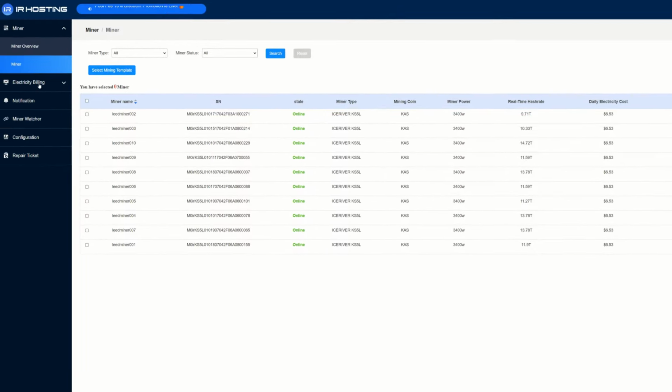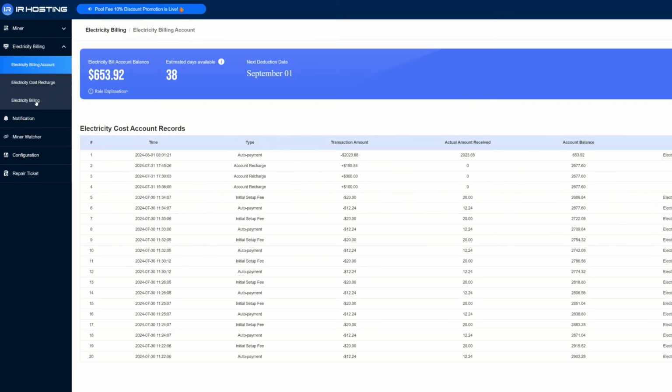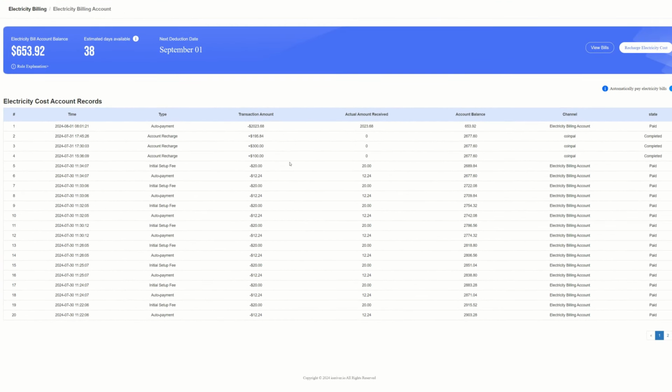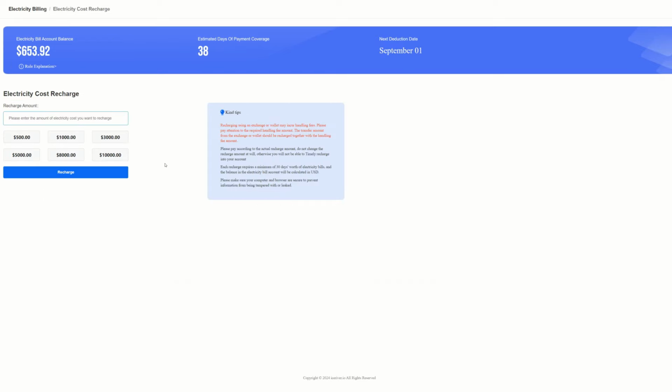And then coming into the electricity billing here, we can go to our electricity billing account. You can see all your previous payments and non-payments and stuff. You can see your cost recharge. So this is to top it off. You're going to have to keep topping it off. Once your account does hit zero, your miners will get shut off here because you didn't cover your power bill. But you got some pretty easy setups.